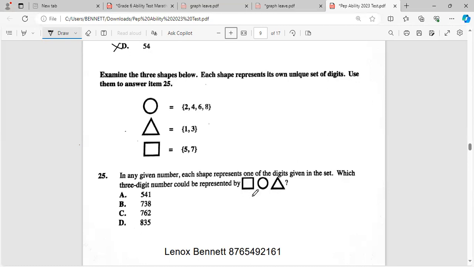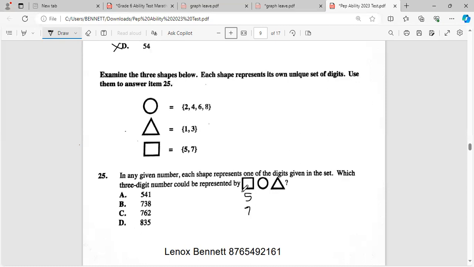So you're saying it's A. All right. So the possible numbers with the square are 5 and 7. But that's what these mean, guys. The circle can be any one of these. So it says, examine the three shapes below. Each shape represents its own unique set of digits. Use them to answer item 25. So the circle can be 2, 4, 6, 8. The triangle can be 1 or 3. The square can be 5 or 7.